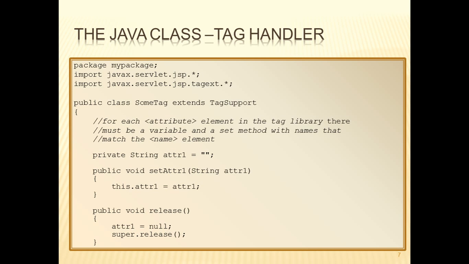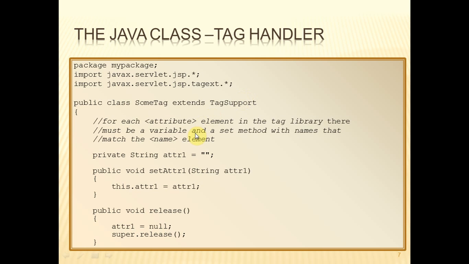Now that immediately, through the inheritance mechanism, will make this class a tag handler. And it will allow us then to override some of the lifecycle methods and put in our own code so that it will then do what we want it to do at the appropriate points in the execution of that tag.